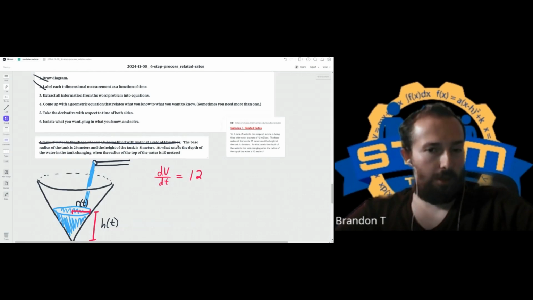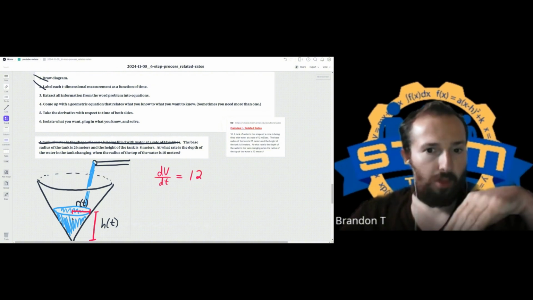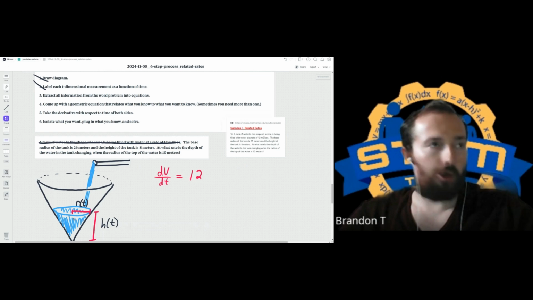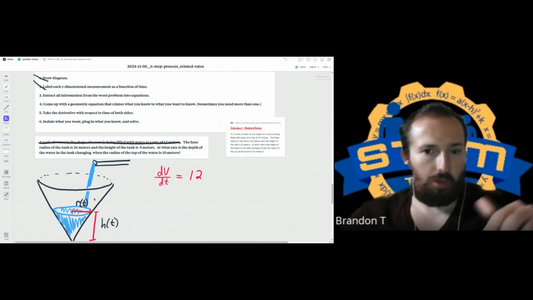One other thing I'll mention, by the way, is that sometimes there are small tweaks to this problem where water is actually dripping out of the bottom. They'll say water is dripping out of the bottom at 12 cubic meters per second. In that case, you would say that dV dt equals negative 12, because whenever water drips out of the bottom, the volume decreases. So hopefully that makes sense.